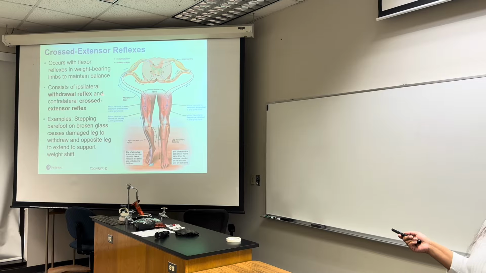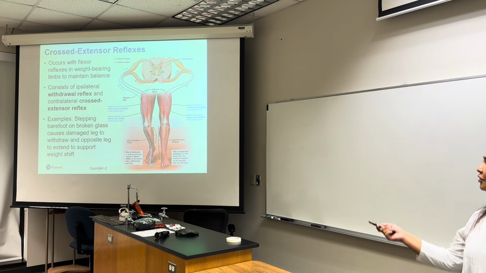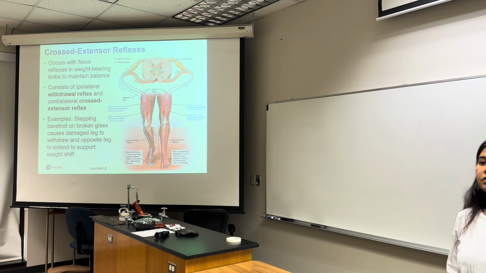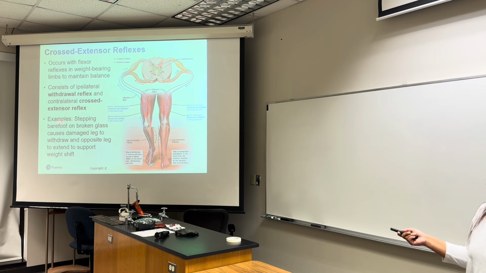It consists of the ipsilateral withdrawal reflex. In one leg you have the damage, so that is the ipsilateral withdrawal. You are not using that properly. But the contralateral crossed extensor reflex, the contralateral leg you are using to contract and walk. For example, stepping barefoot on broken glass causes the damaged leg to withdraw and the opposite leg to extend to support the weight shift.